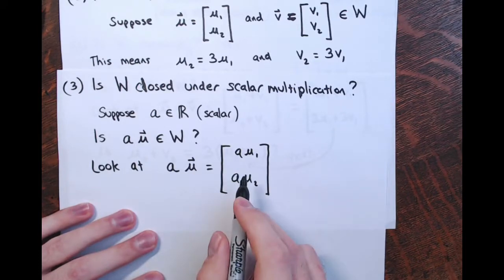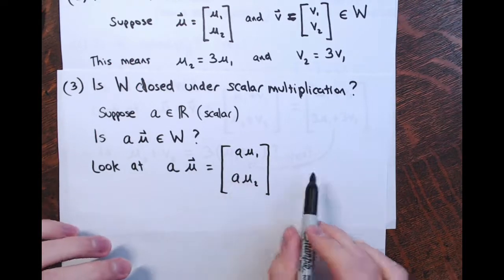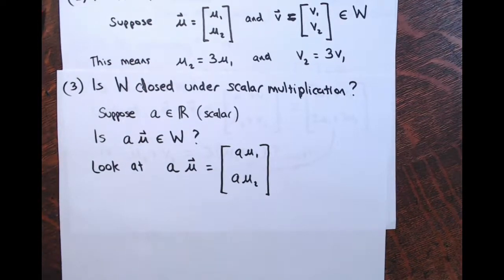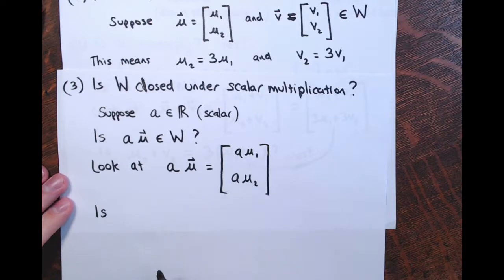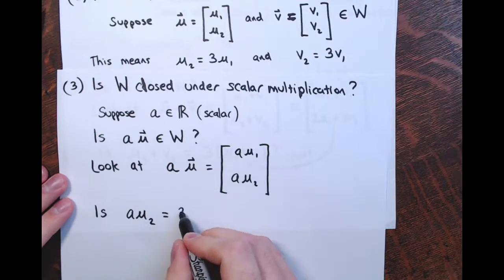Now the big question is, again, is this vector also in W? That's the same as asking this: if this is going to be in W, is the second component, A times U2, equal to 3 times the first component?